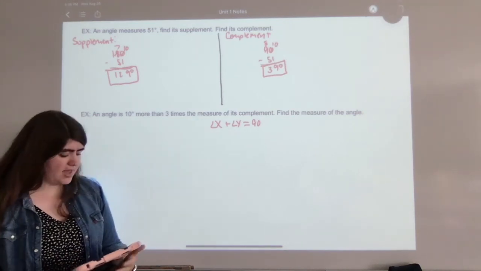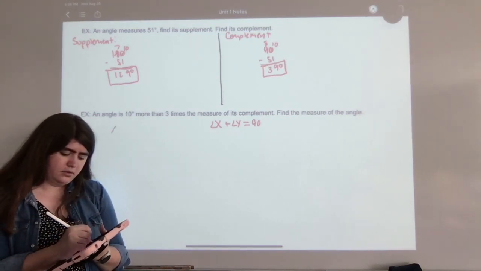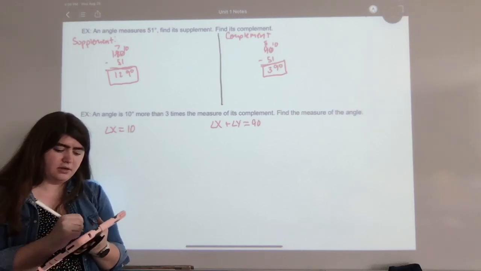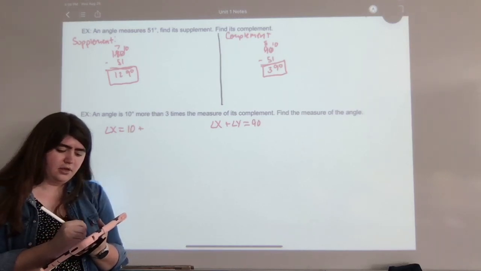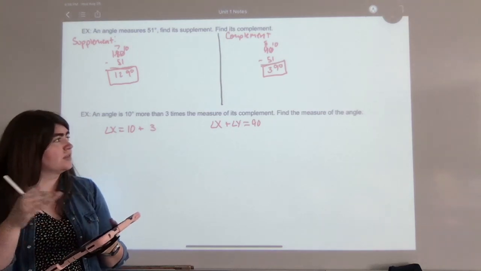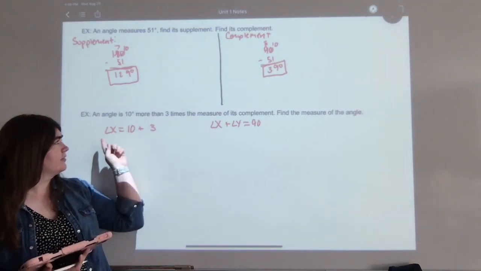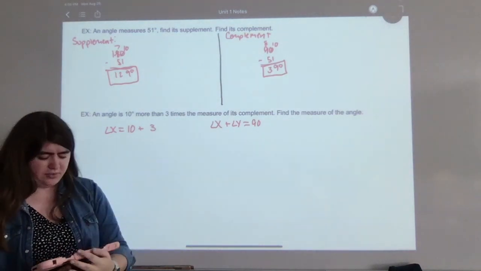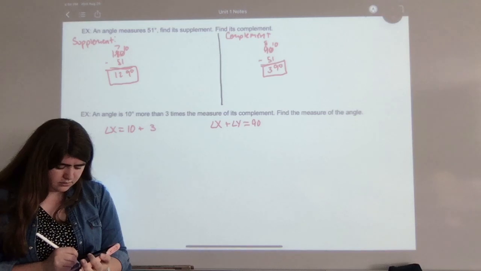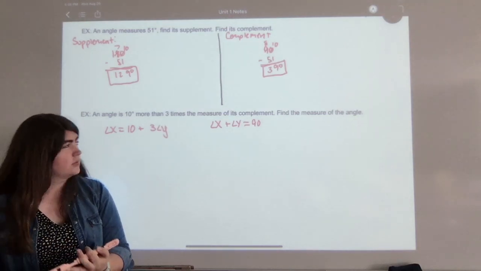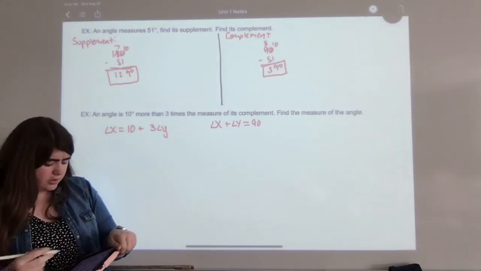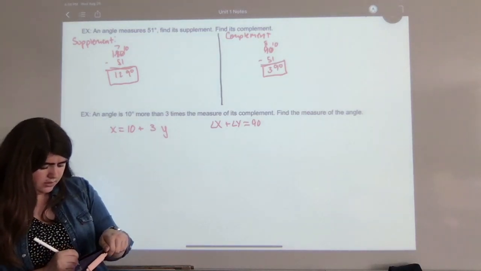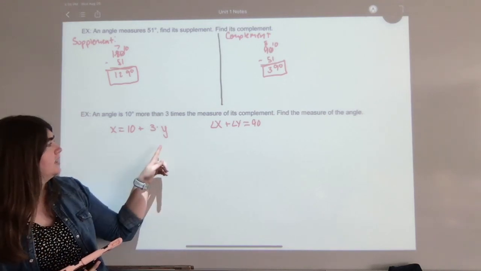So I'm going to say that our angle X is equal to 10 more than, which means addition, 10 plus 3 times the measure of its complement. Well, if we're finding X, then its complement is Y. So then it's 3 times angle Y. I'm going to go ahead and take the angle measurement marks out of there to clear this up a little bit. So I have 3 times y plus 10.